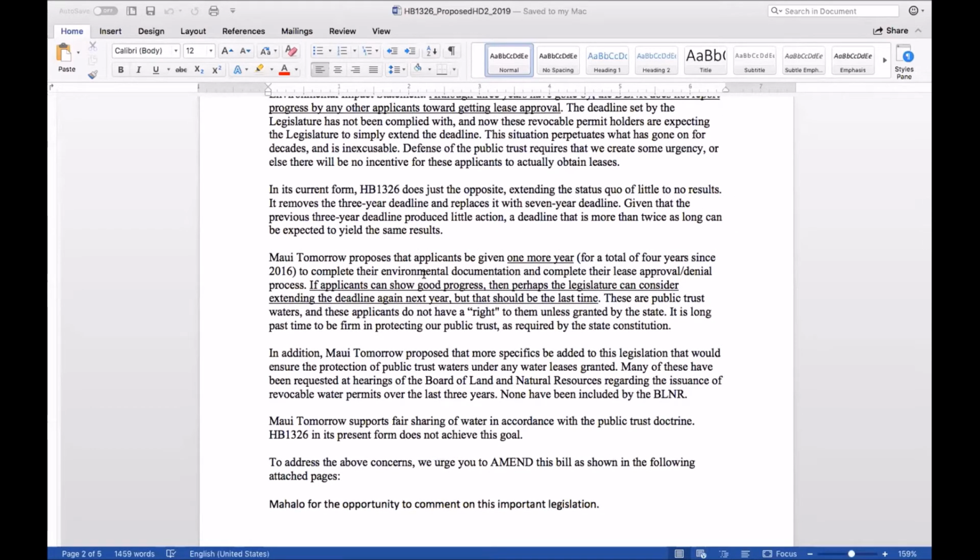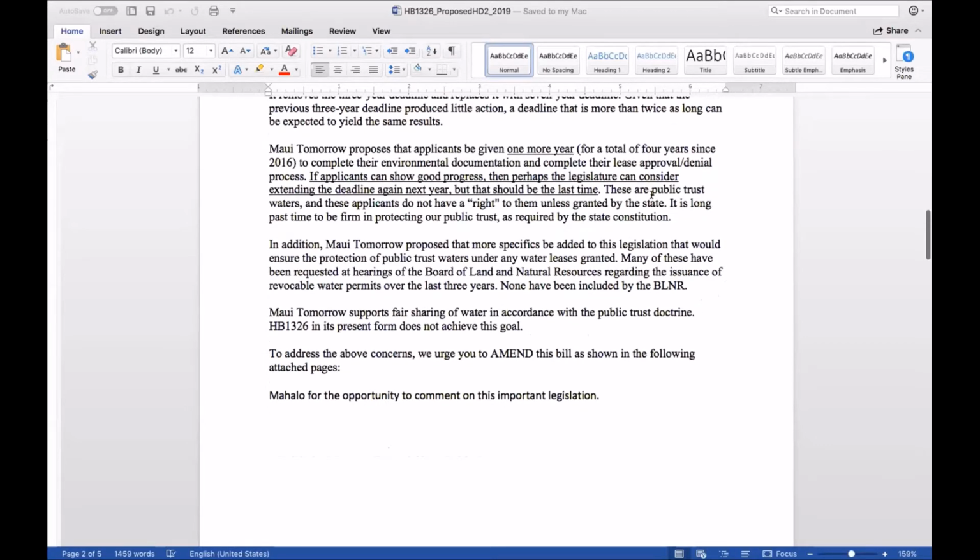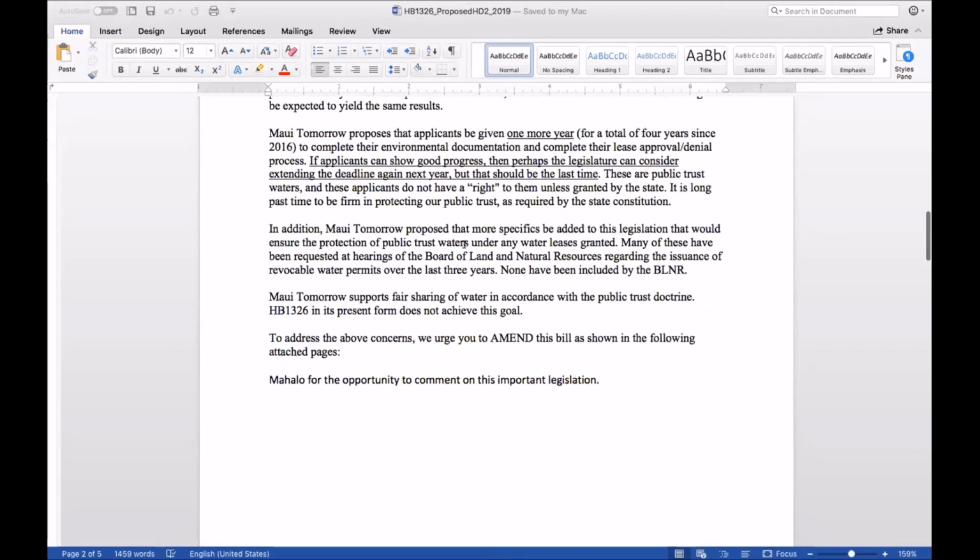So we're telling them why we don't like the current bill, and then we propose some amendments. And during this stage, this is what we figured out was probably the best idea, based on what we thought would pass or maybe not pass. And as I recall, I don't think we had a lot of success with this particular committee, but this was an idea, and the solution is underlined: 1 more year, and then if they can show good progress, etc. And then backing up that reasoning, these are public trust resources. In addition, we're proposing these kinds of additions to the legislature and things that we've been asking for from the Board of Land and Natural Resources for years, none of which have been included by any of the permits that we've been testifying before the Board of Land and Natural Resources for.